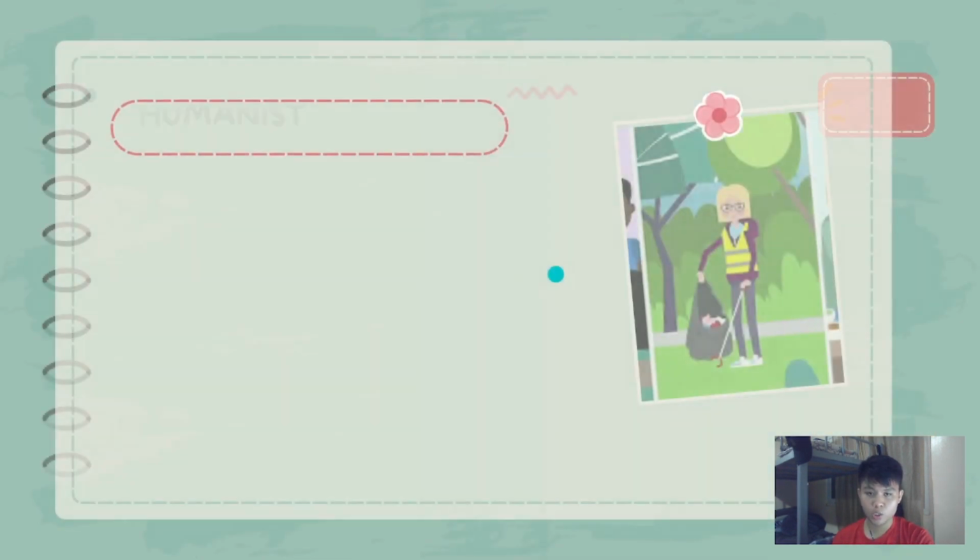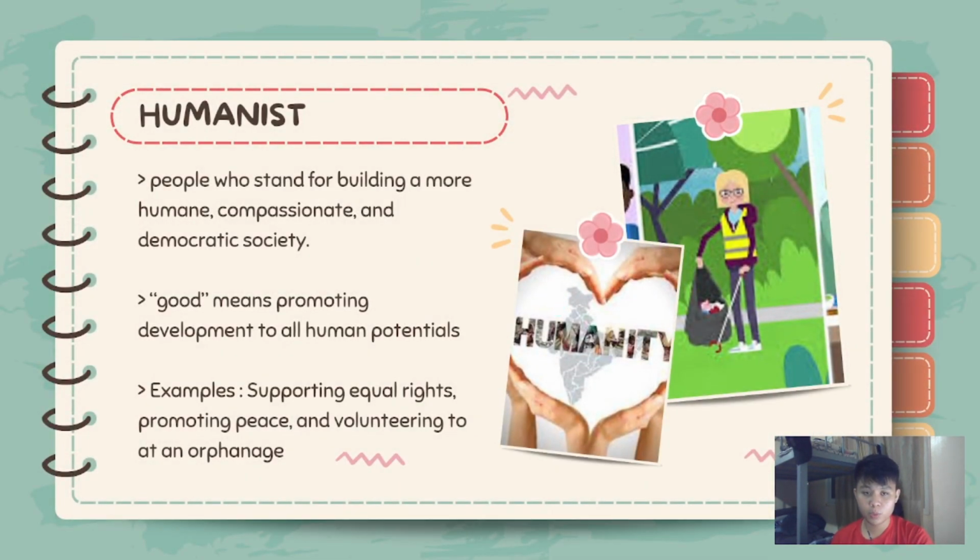Next are humanists. Humanists are the people who believe and stand for building a more humane, compassionate, and democratic society using ethics. They emphasize the importance of people and their well-being. With this, the word good refers to an action that promotes the development of all human potentials. Kaya ang humanist ay para sa tao, kaya ang mga bagay or actions na para sa ikabubuti ng tao ay mako-consider natin ng good. Ang halimbawa nito ay ang pag-volunteer sa mga orphanage, supporting equal rights, and promoting world peace.